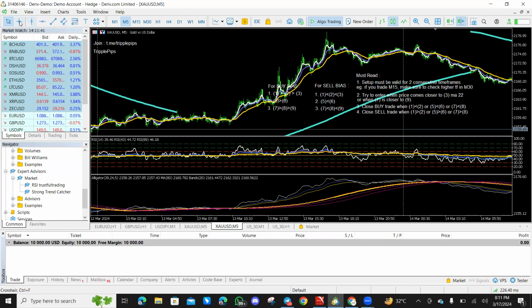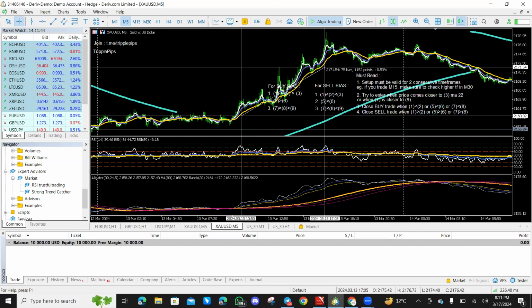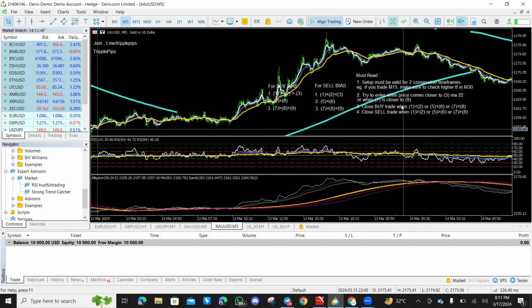Now, if you put a buy entry from here, when would you close it? Close the buy trade when 1 is less than 2, or 5 is less than 6, or 7 is less than 8. In majority of cases, we will target the 1 and 2, and 7 and 8 relationships. Let's say from here, the value of 1 got less than 2, or equals. But over here, we are seeing that 7 is still greater than 8. So in that case, the buy was still valid.